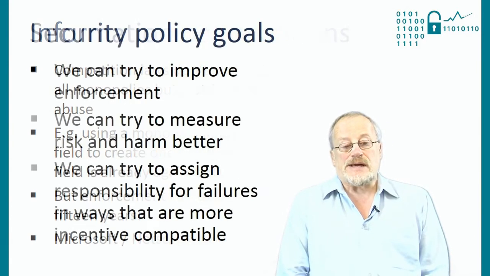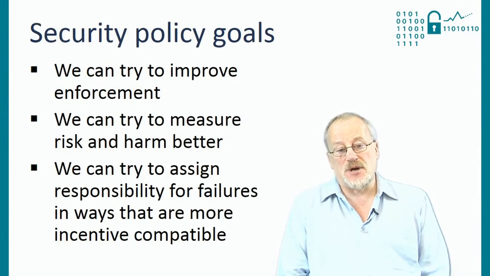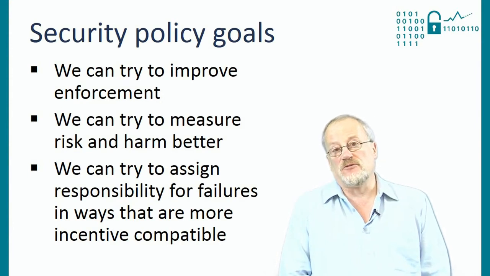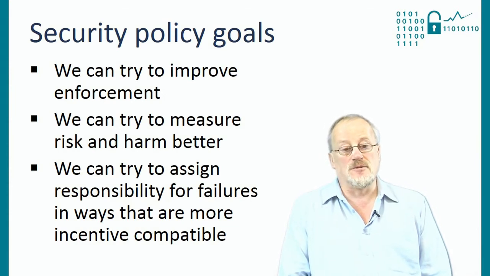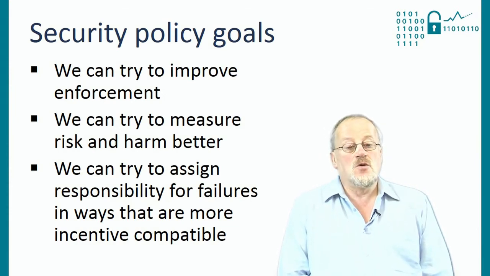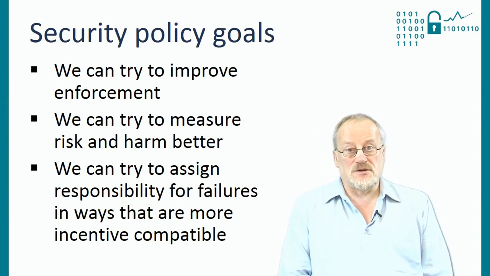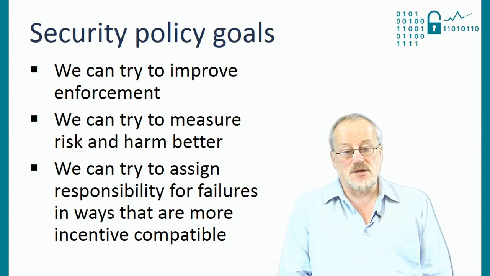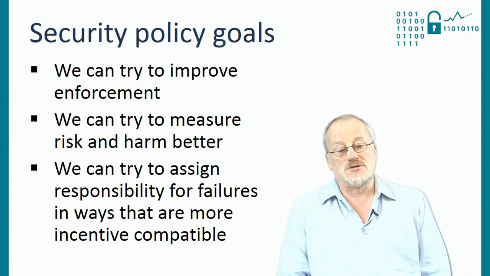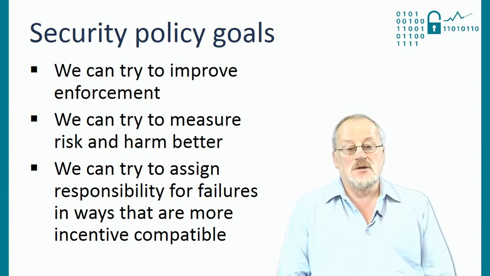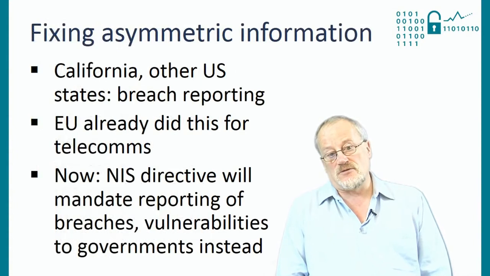So what other security policy goals might we have? Well, we can try and improve enforcement, and there are various moves to get police forces to share information better to pursue cyber criminals who are often transnational. We can also try to measure risk and harm better, and there are various things that we'll discuss that are being done in that field. And we can also try to assign responsibility for failures in ways that are more incentive compatible. So let's start working down through that list.